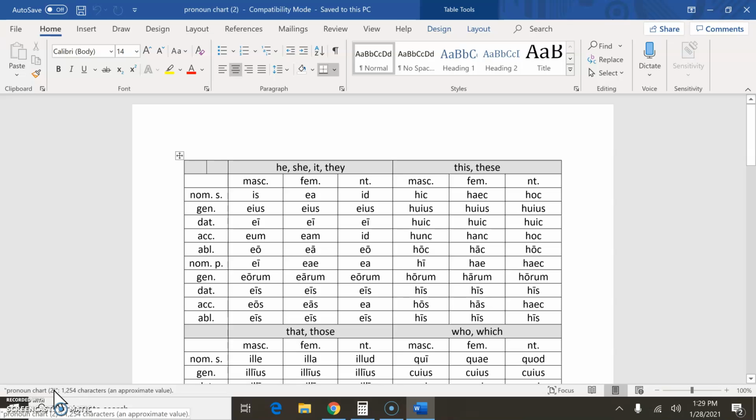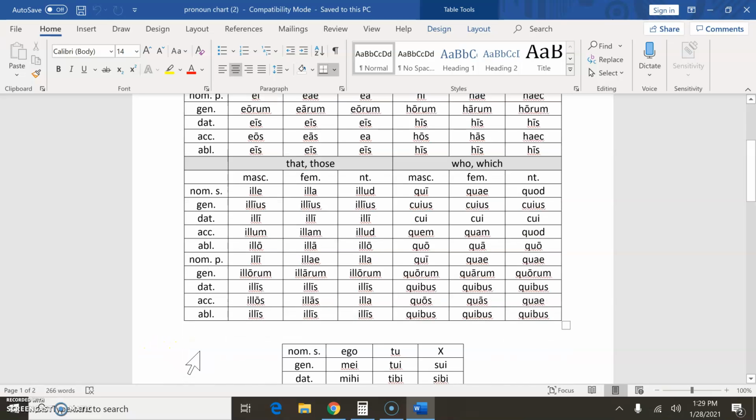So, here's the chart in general. Up in the top left corner, these are all the different ways to say he, she, or it in all of its different cases. Hic, haec, hoc. This top right corner is how you say this or these. Down here in the bottom left is how you say that or those. Ille, illa, illud, masculine, feminine, neuter. And then who or which is over here. Qui, quae, and quod, all the different cases.